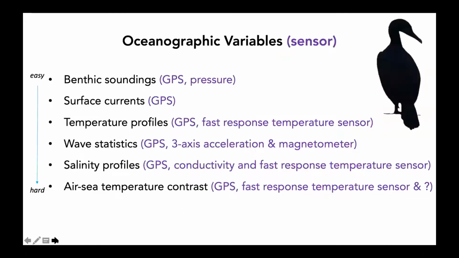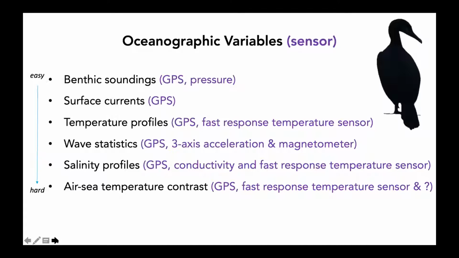So this is a list of the oceanographic variables that we are aiming to derive from these tags. I've ordered them from easy to hard. First of all, we're hoping to use these tags to measure benthic soundings, so bathymetry. We can use the depth pressure sensor, and it's also important to have a GPS location so that the sounding can be georeferenced.